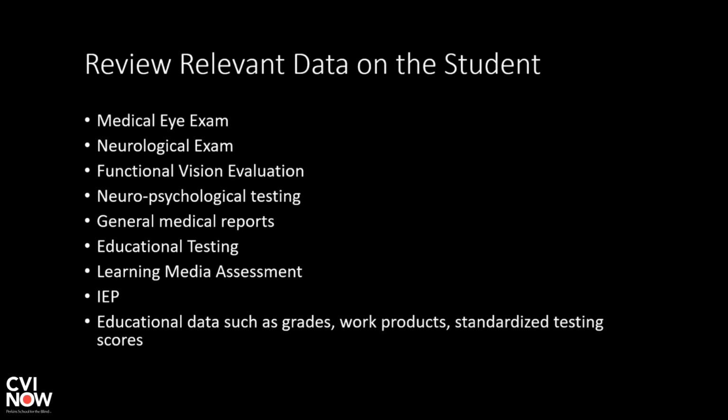So once you have the team, you want to make sure you're reviewing all the relevant medical data and beyond for the student. For a student with CVI, this is not a comprehensive list, but you might want to review the medical eye exam, a neurological exam, a functional vision evaluation, a neuropsychological test, if any of it has been performed, general medical reports, educational testing, learning media assessment, IEP, education data such as grades, work products, and standardized testing scores.